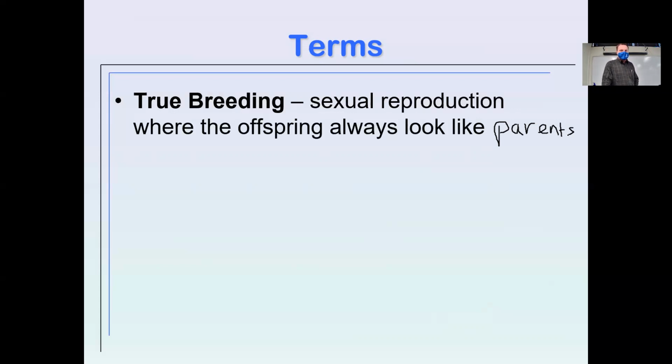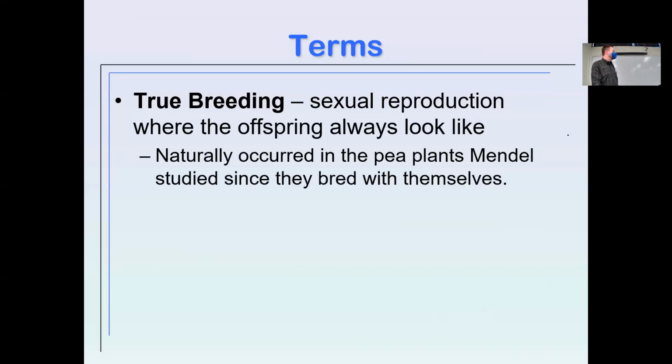But what that means is that if you have purple flowering plants breeding with purple flowering plants, you're going to have offspring that appear to be purple flowering. That's a true breeding pair. You have black cattle mating with other black cattle, they will produce black cattle. It's true breeding pairs. Now this naturally occurred in the pea plants Mendel studied since they bred themselves.